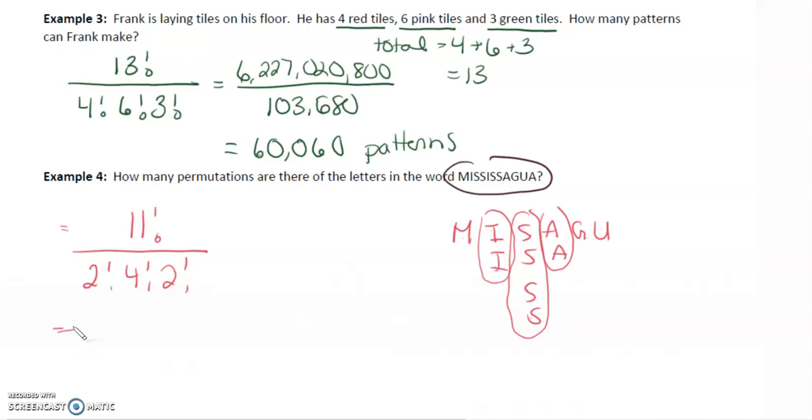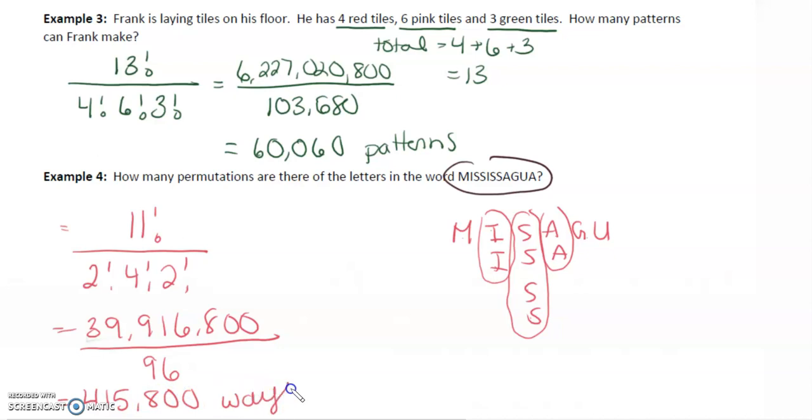I'll do this again as a 2-stepper, but a lot of times I won't do this. 2 factorial times 4 factorial times 2 factorial, I get 96 to divide by. And I get 415,800. There's that many ways to spell the word Mississauga, or spell words with the letters from the word Mississauga.